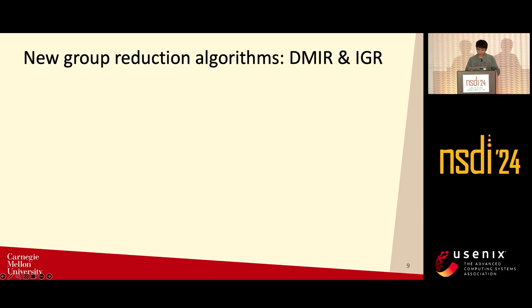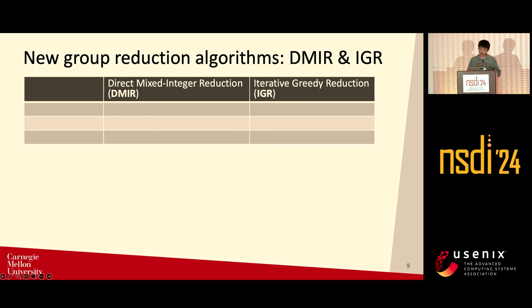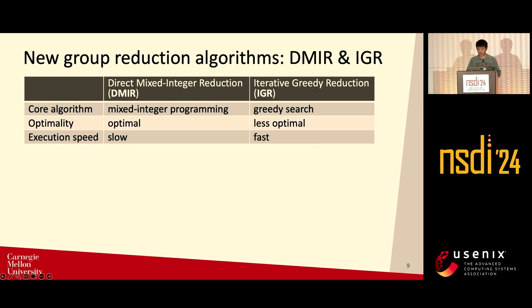Next, let me introduce two new group reduction algorithms built on the three heuristics that we just saw. They're called DMIR and IGR. They both aim to convert a set of given groups to a smaller version. DMIR's core algorithm is mixed integer programming, and IGR is based on greedy search. Due to the nature of mixed integer optimization, DMIR can find more optimal solutions, but it also runs slower than IGR. To understand how these two algorithms work, let's look at a small example.